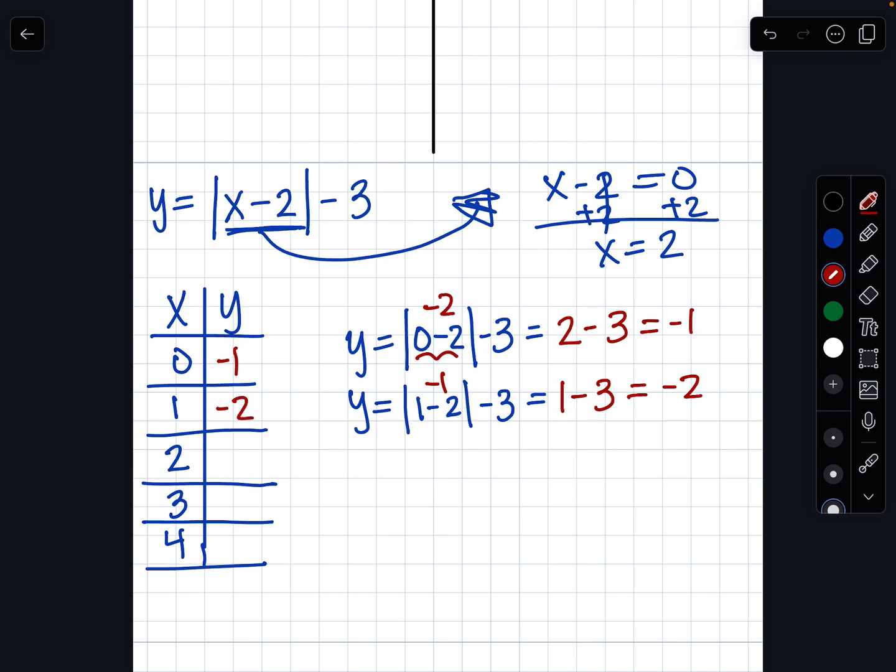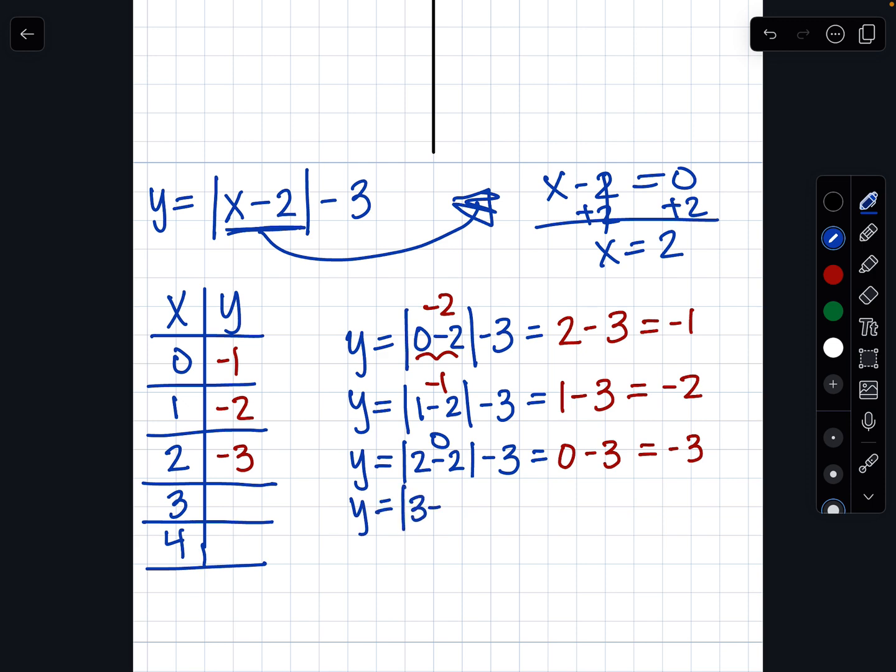Okay. Callan, what's my next number? 2. Okay. Callan, what's 2 minus 2? 0. All right. What's the absolute value of 0? 0. Okay. And what is 0 minus 3? -3. Now, do we already know what numbers we should get here? What numbers should I get? -1, -2 and then -1, but let's check and make sure, okay?